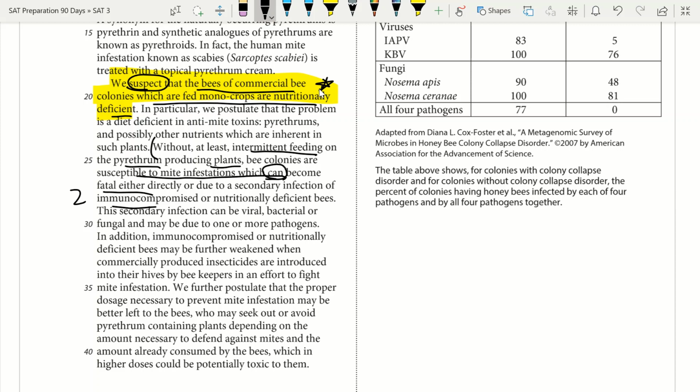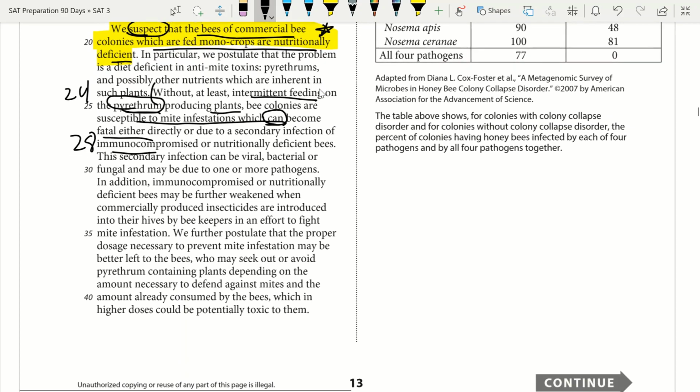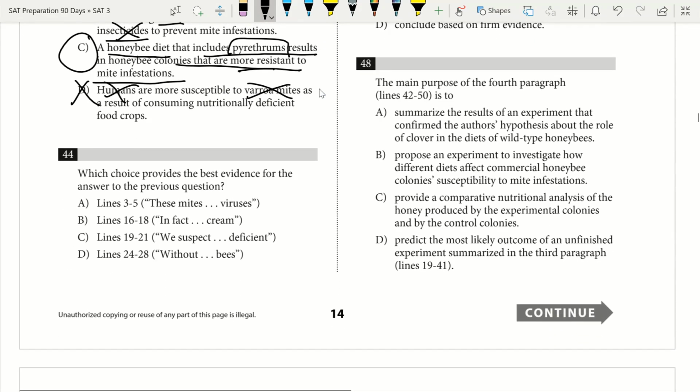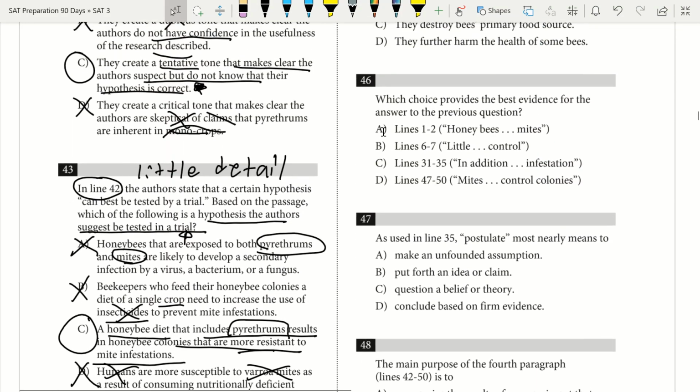All right, so we see that that goes up to 28 and that it starts at 24. So that would be our evidence there, because we talk about how eating that pyrethrum makes us less susceptible to mite infections. So we have to have that pyrethrum to increase our ability to fight off those mite infections. That's 24 to 28. So that's going to be answer choice D there. That's supporting our claim that that honeybee diet that includes pyrethrum may result in honeybee colonies being more resistant.